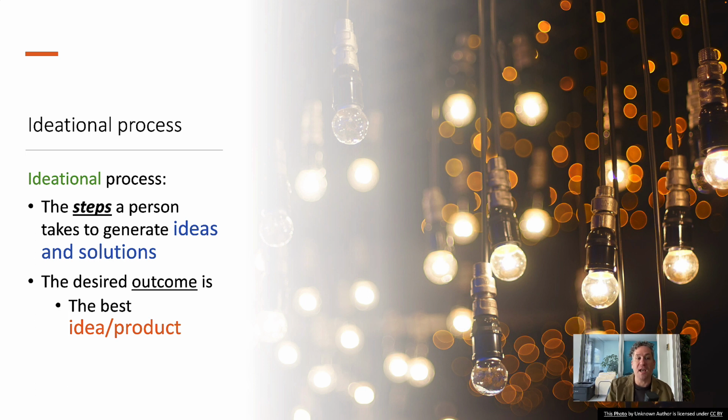So the desired outcome of ideational process, what is our main goal here, is to have an awesome idea, to have a creative idea, to produce something, a product. And that product germinates, it starts out with the idea, right? That's why it's called ideational process. So there's a sequence of steps that we can take in order to do that, in order to come up with and to develop our best ideas.